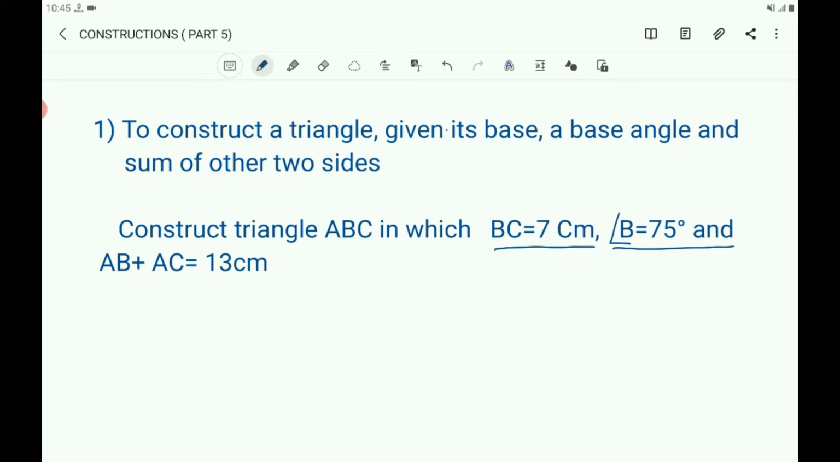Now let us observe the construction made. First step, draw the baseline BC. What is the length of the baseline here? BC is equal to 7 cm. So draw a line of 7 cm. That is, BC is a line of measurement 7 cm.